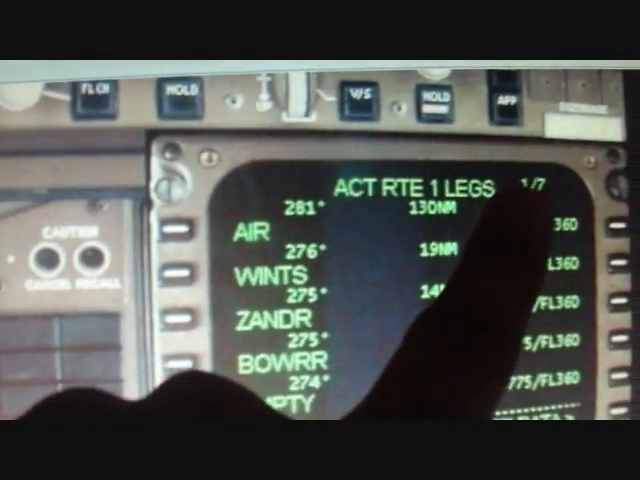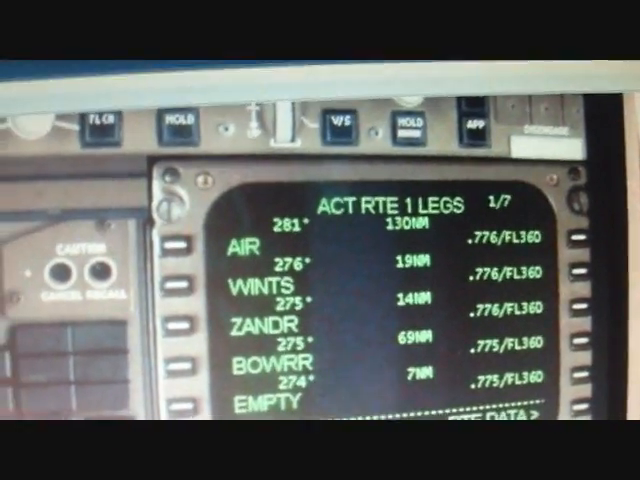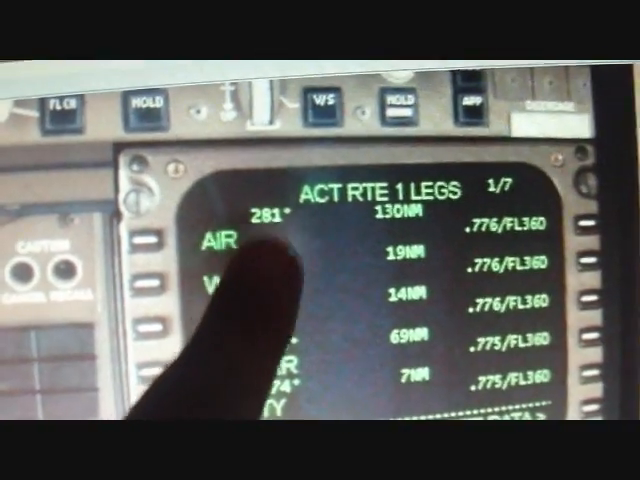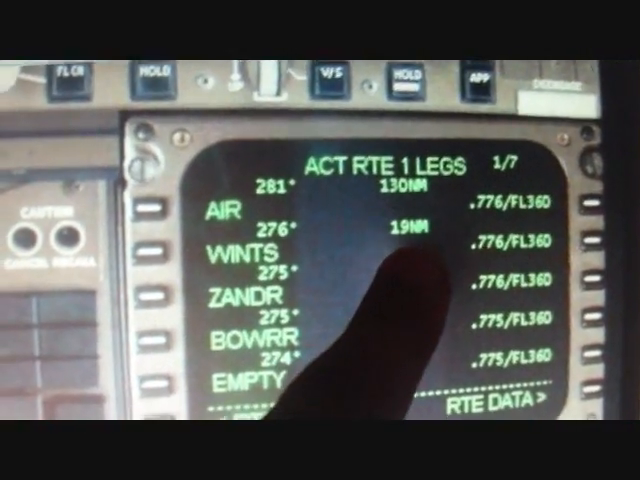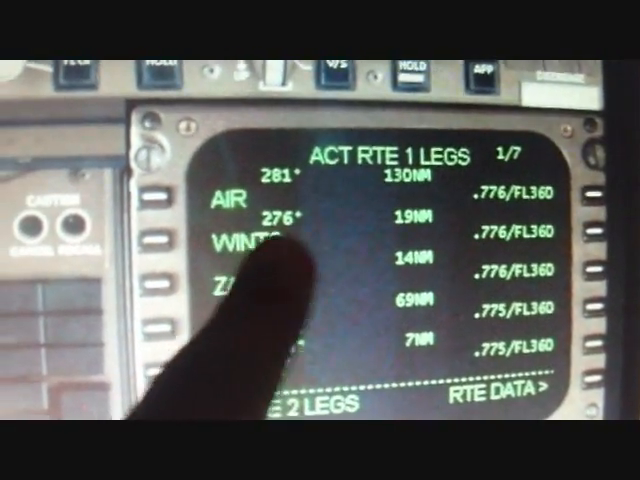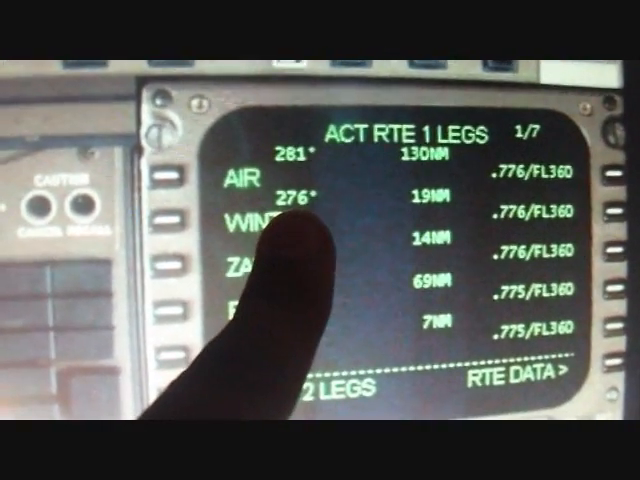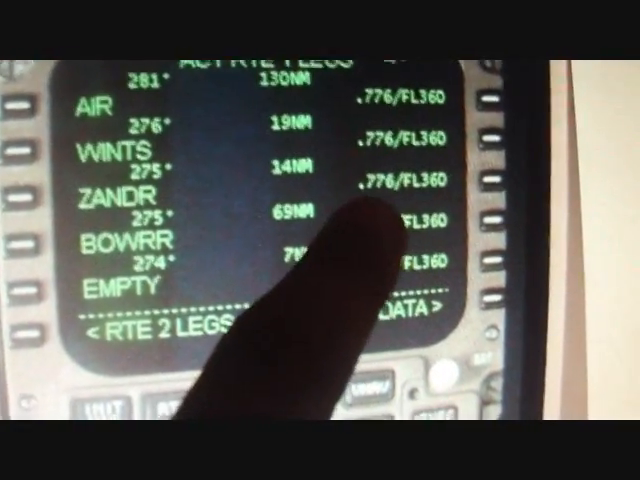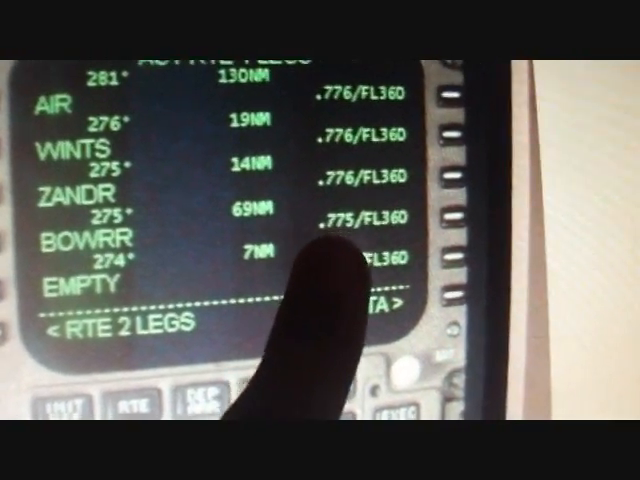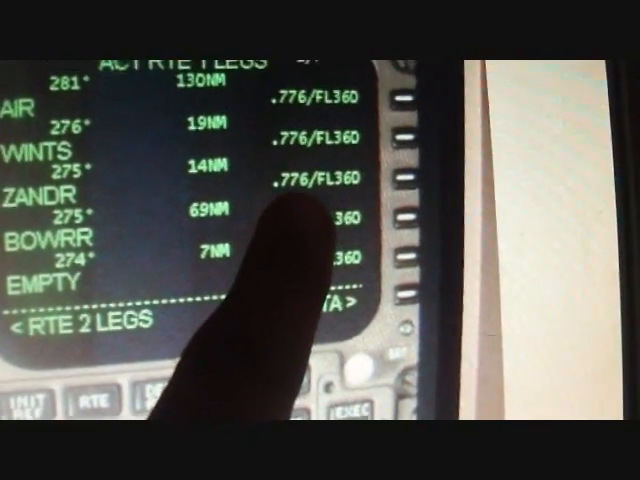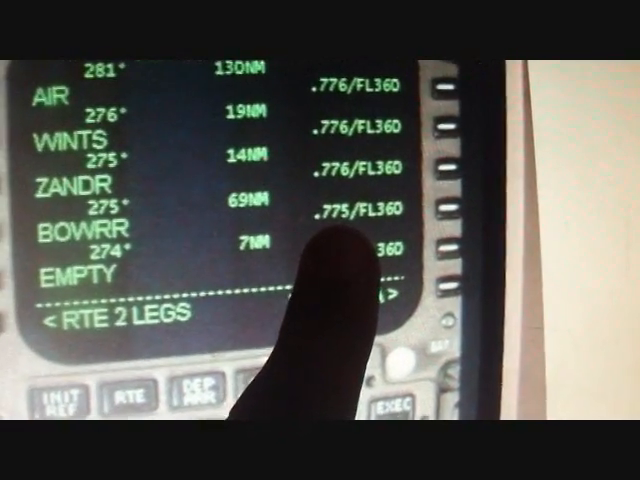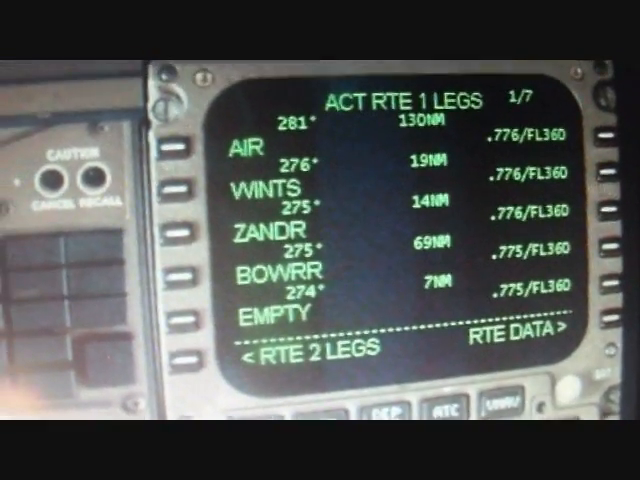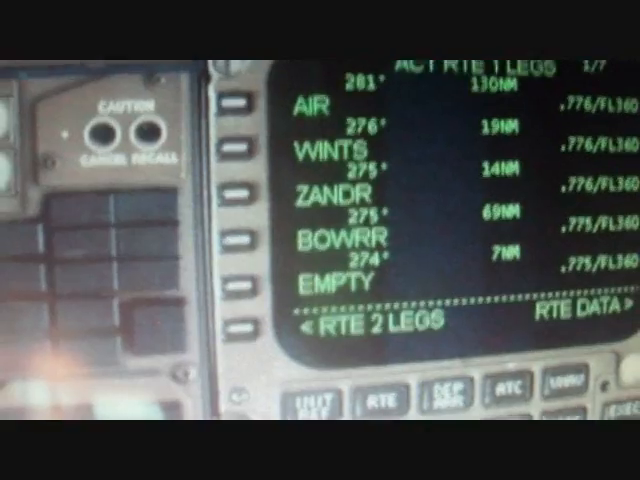And this is 7 pages long, so this is 1 out of 7 pages. And so on. This is the course to get to here. Now to get to winds, it's 19 nautical miles between air and winds, and you have to travel at heading of 276 and at this fuel efficiency. Now, when you get down here, the computer calculates that the best fuel efficiency is not 0.776, but 0.775. And of course, it's the pilot's option to go by it or not. Usually they do go by it to save fuel.